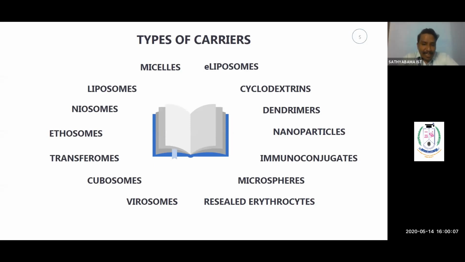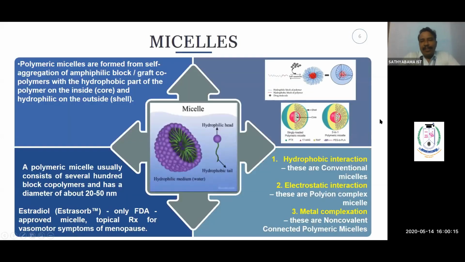Then we have the nanoconjugates, microspheres, as well as resealed erythrocytes. We will get into each and every one of them in a very short while. The first one is called micelles. Previously in the class we discussed that when we take a drop of oil and put it into 10 ml of water and mix it up, we get a compound called micelles.